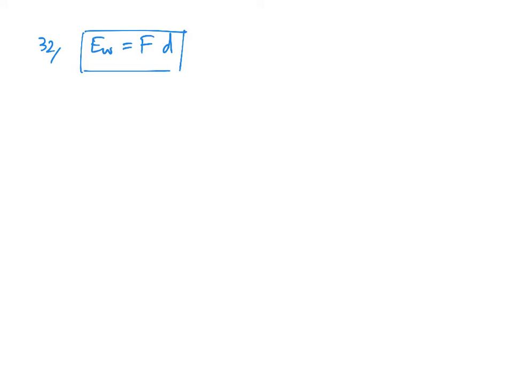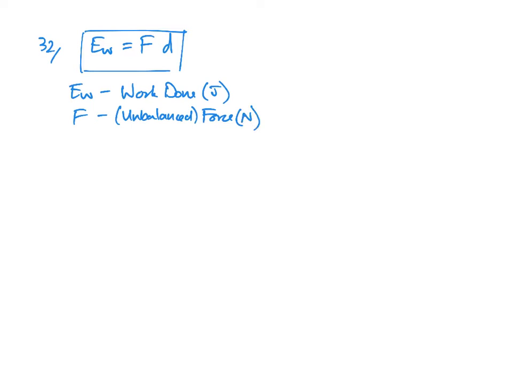Okay, so if work done is a change in energy, and we've got this idea that you're familiar with anyway, that forces cause changes in speed, in general terms, forces cause changes in energy. And we can link them together. So EW stands for work done, measured in joules. F is, and I'll put unbalanced, because if there is more than one force, you'd have to work out the unbalanced force. And D is the distance, measured in meters.